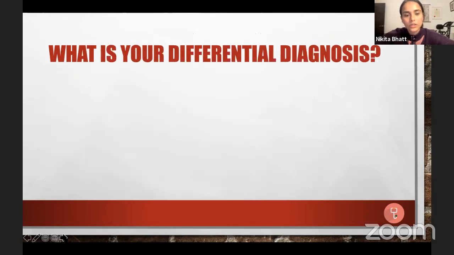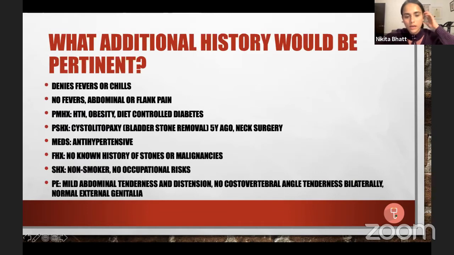Good. So based on this history, I'll go back to this. What is your differential diagnosis of this 80-year-old man presenting with hematuria to your A&E? He's lost enough blood to require blood transfusion, and this is his sort of background. What is your differential diagnosis?